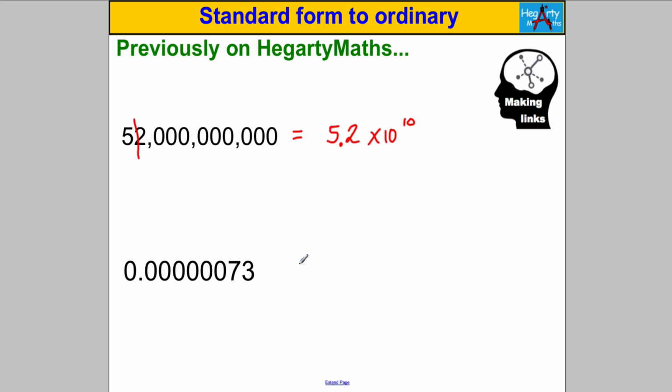And in this case we would have written down the 7 and the 3, put a decimal point there, and all we've got to do is count how many digits before the 7. 1, 2, 3, 4, 5, 6, 7. So times 10, not to the 7 but to the negative 7 because it's a small number. Now that's how you went from an ordinary number to standard form. Can you think how you might go backwards? What if someone asked you to go backwards?